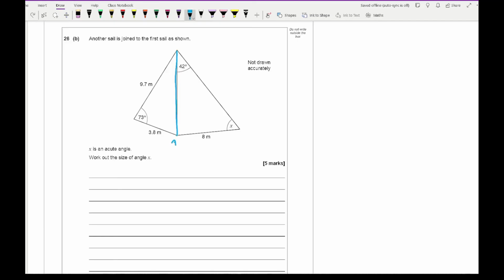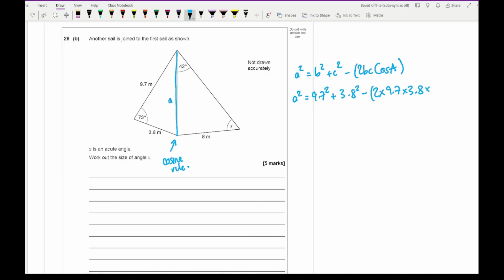Now, to find this out, I'm going to need to use the cosine rule. So if I call this little a, to work out what a is, a squared is equal to b squared plus c squared minus 2bc cos a. Now, if I substitute the numbers in, I've got a squared equals 9.7 squared plus 3.8 squared minus 2 lots of 9.7 times 3.8 times cos of 73.